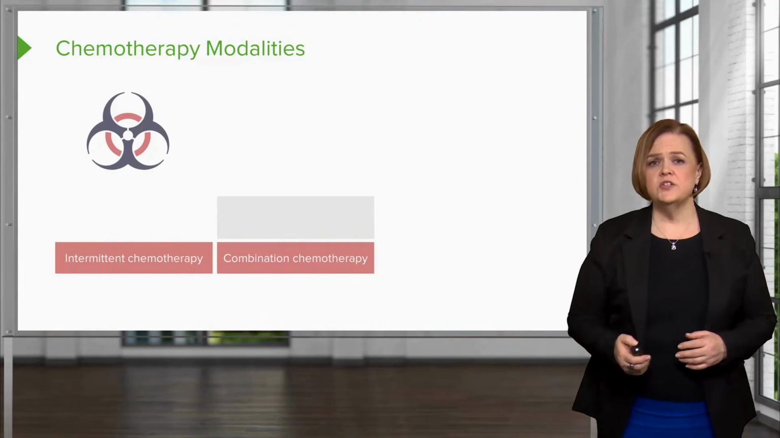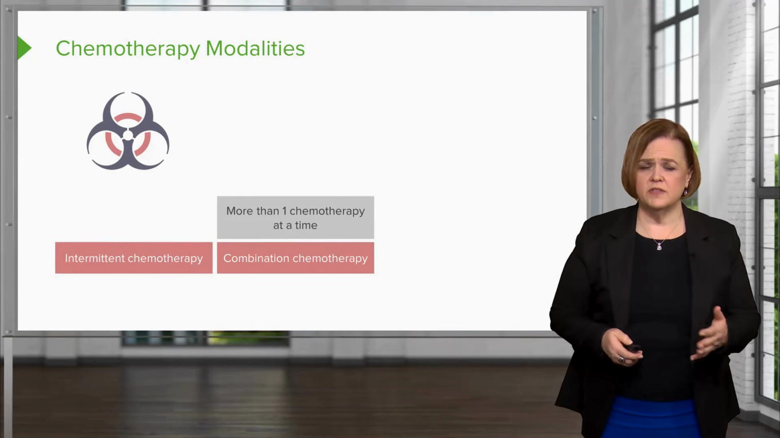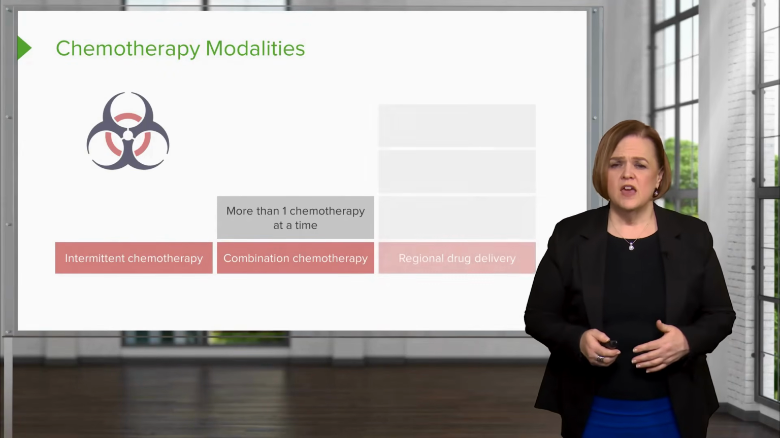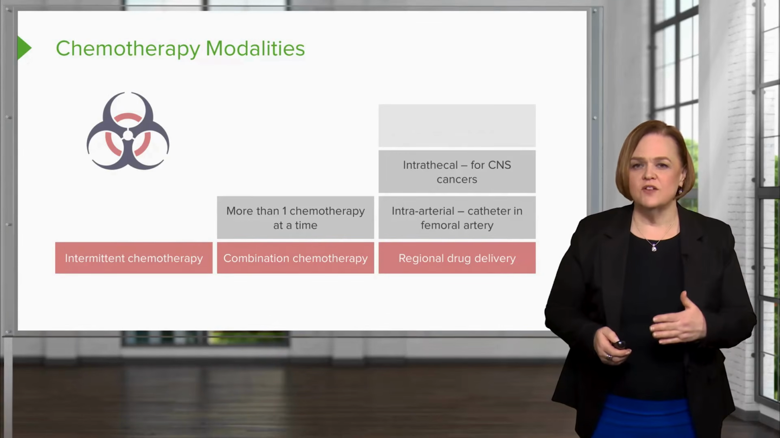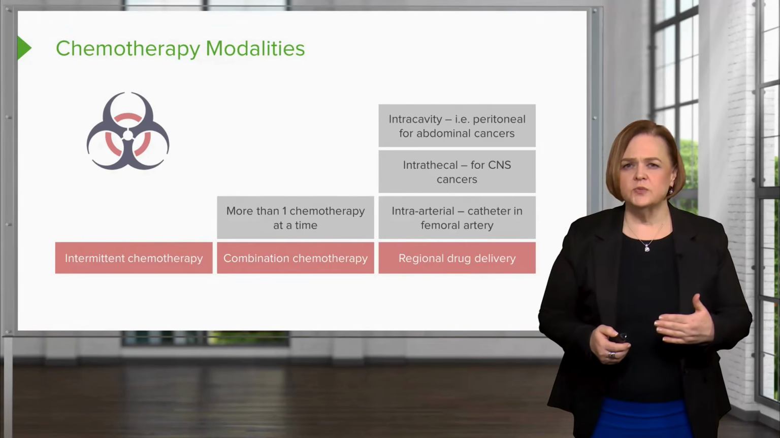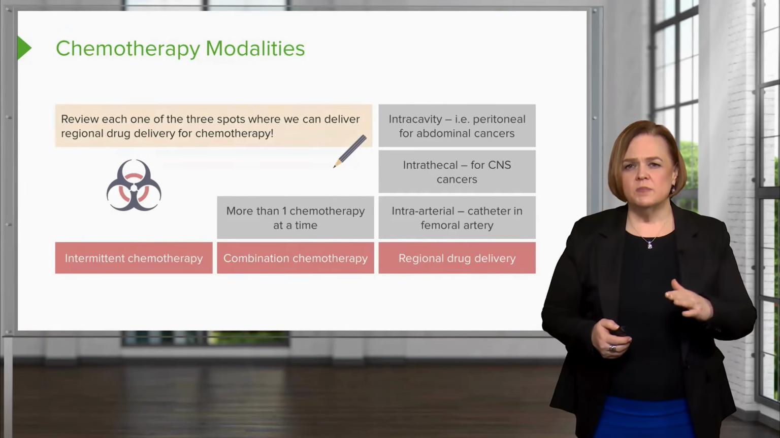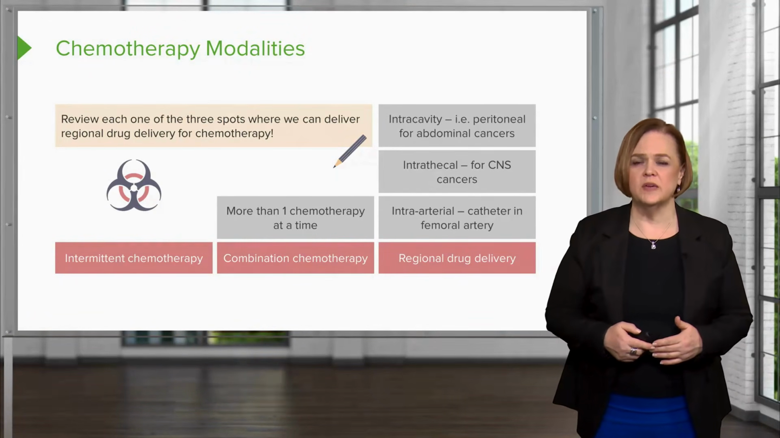We can also do combination chemotherapy, where they're getting more than one chemotherapy at a time, and they may be on the same or different schedules. Regional drug delivery means that we can actually deliver the medication very close to the spot of the cancer. So I've listed 3 options for you there. Take a minute, pause the video, and review each one of the 3 spots where we can deliver regional drug delivery of chemotherapy.